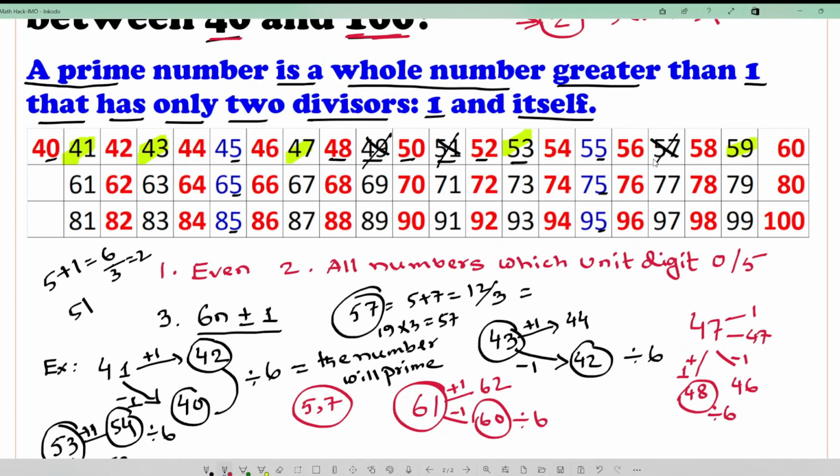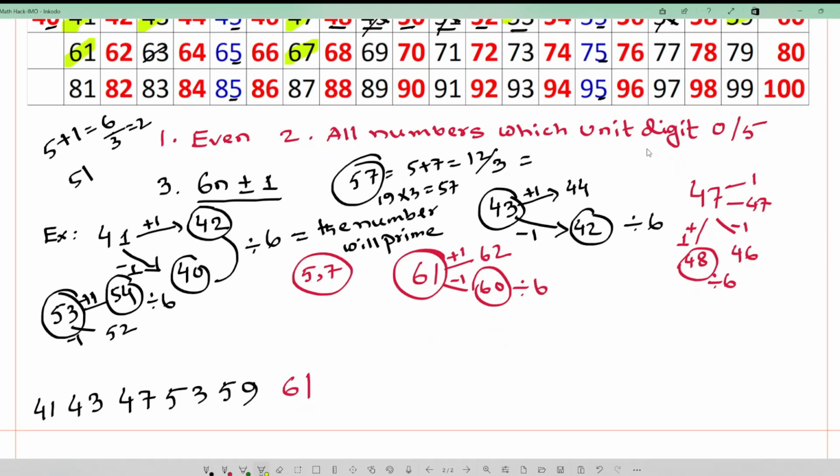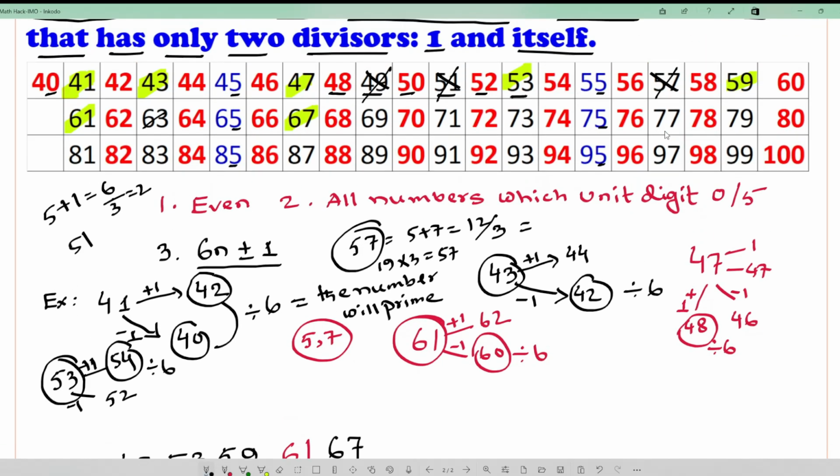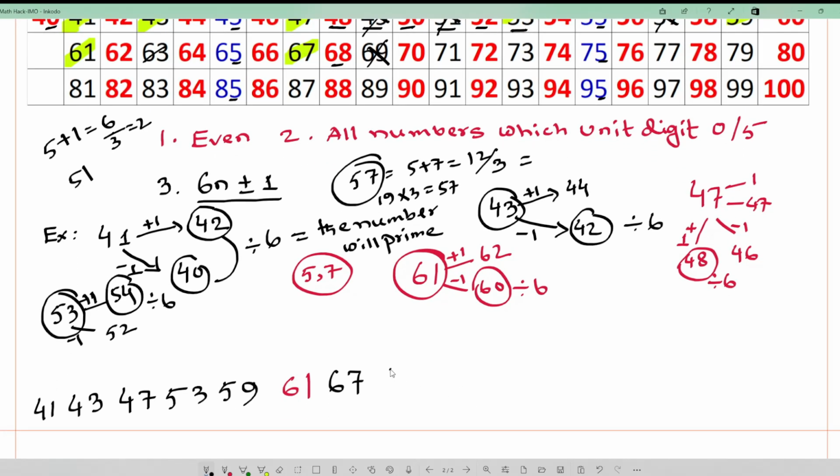Now 61 is a prime number, we already marked this one. Now look, 62, 63 is not a prime number, 64, 65, 66 not a prime number, but 67 is a prime number, right? 67 is a prime number. 68 is not a prime number, 69 also not a prime number, 70 not, 71 is a prime number.